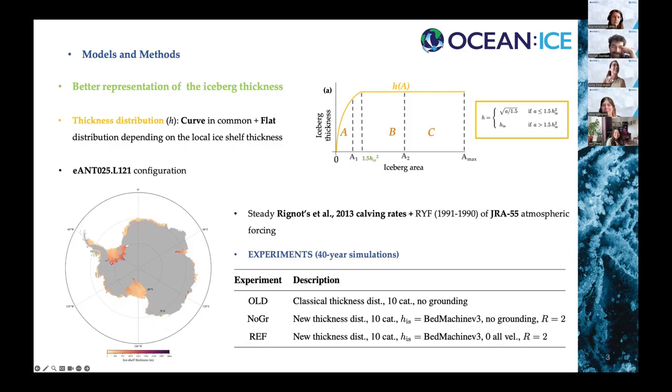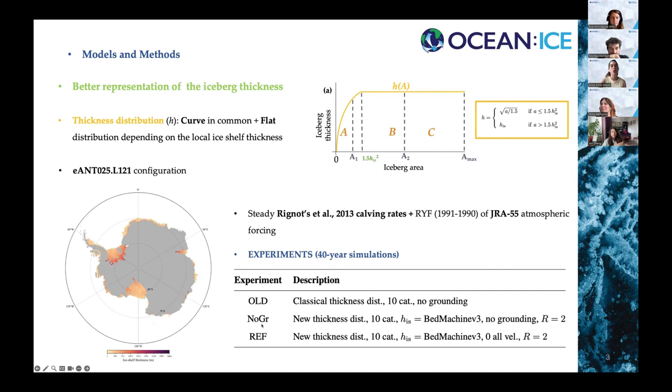But once this iceberg thickness distribution has been defined, we ran three experiments using a circumantarctic configuration with a 1/4 degree resolution. Each of these experiments has been run for 40 years, and I'm going to explain a little bit what each of them consists of. First, we have the old experiment that considers the classical thickness distribution, the one currently available in NEMO.